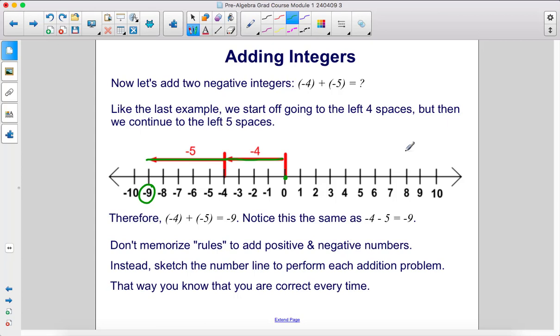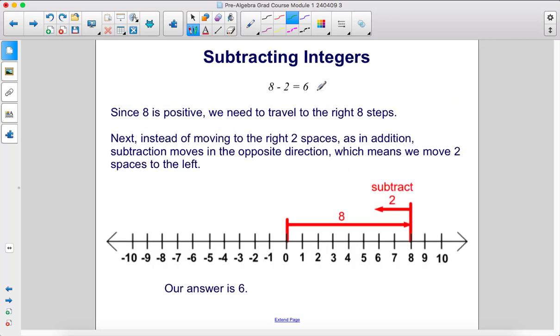Don't memorize rules to add positive and negative numbers. Instead, sketch the number line to perform each addition problem. That way you know that you'll be correct every time. Here's a problem. 8 minus 2 equals 6. Instead of moving to the right 2 spaces as in addition, subtraction moves in the opposite direction, which means we're going to move 2 spaces to the left.